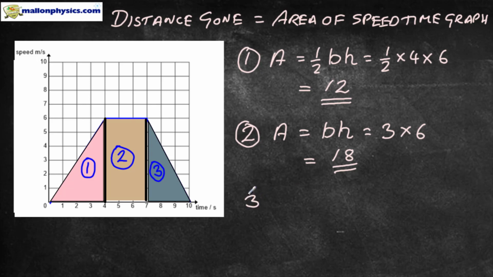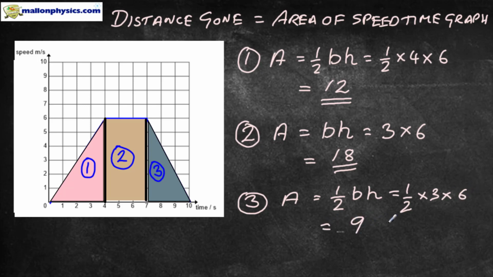And finally, the third part of the journey is we have to work out the area of that triangle. And the area of a triangle again is 1/2 times the base times the height. So it's going to equal 1/2 times the base. And the base this time is going to be 1, 2, 3. So it's going to be 3 units along. Multiplied by the height of the triangle, which is going to be 6. So the area of that last part is going to be 9. So we would know that the area being 9 translates as the distance gone in the last 3 seconds of that journey would be 9 metres.